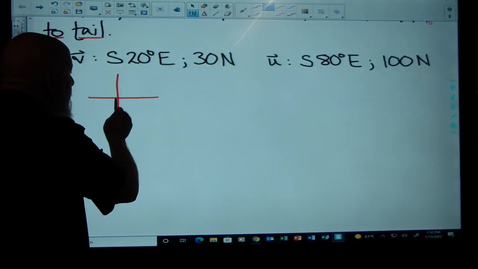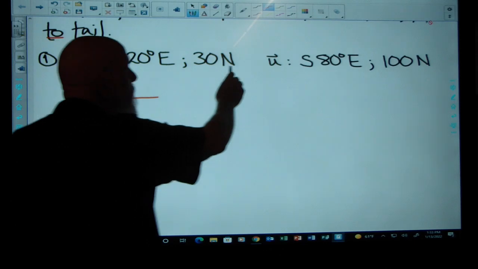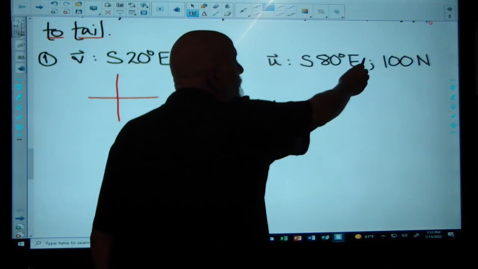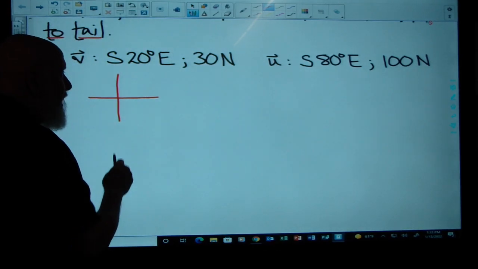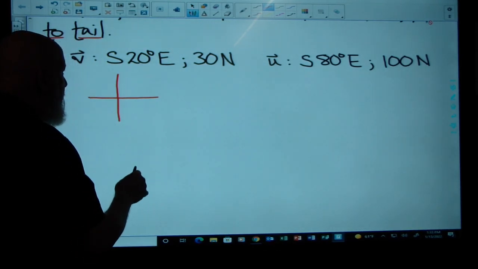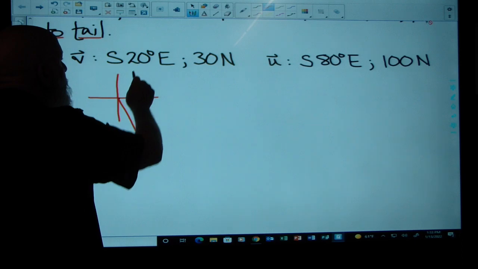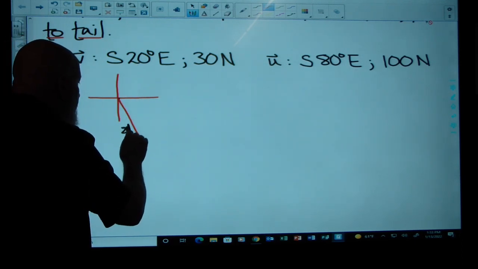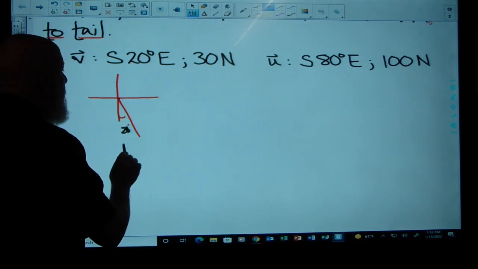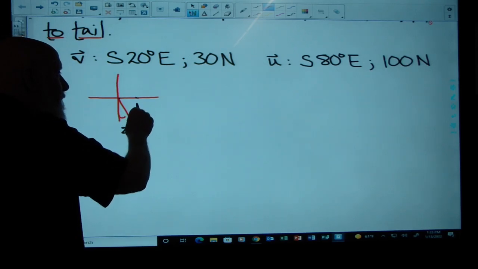There's north, south, east, west. If I go south 20 degrees east, it'd be something like this, and this is 30 newtons and this is 100 newtons. So this one's going to be a little more than 3 times the length of that one in my sketch. It's not going to be perfect, but I want to try to make it fairly close. So if I call this 30 newtons from here to here, and this is 20 degrees east, this angle right here would be 20 degrees. I know that that angle right there is 70 degrees if I needed it.